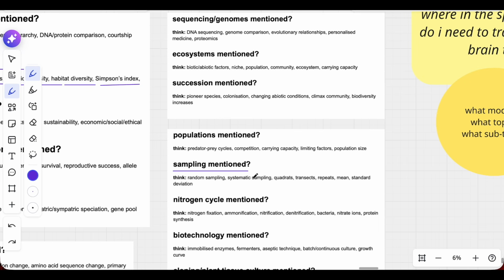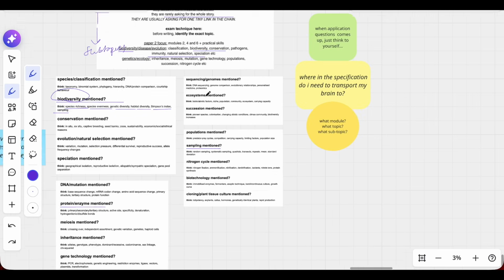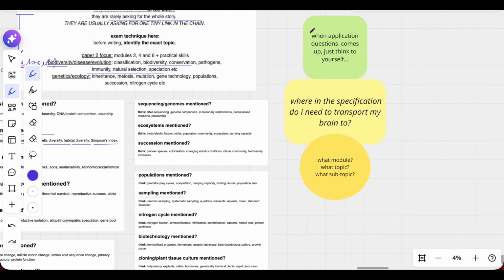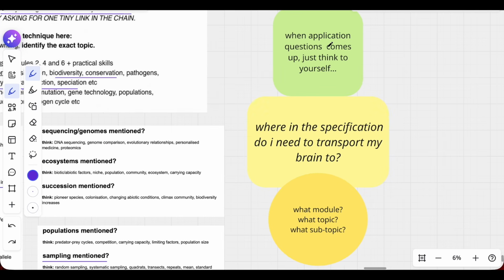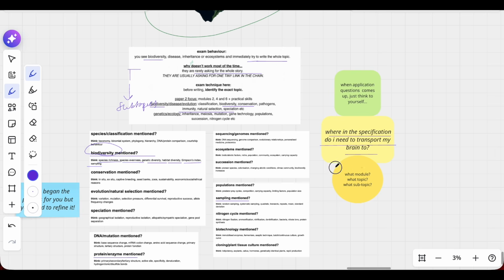So as I said, this is just the start. Use this as a base and then build on it. Because when it comes to paper 2, there is just so much going on, and it's very application-based. Especially, I've heard paper 1 wasn't that application focused as well. So who knows, paper 2 might be their comeback. So when application questions come up, just think to yourself, where in the specification do I need to transport my brain to? Which comes from the whole philosophy that I have about what module is it.